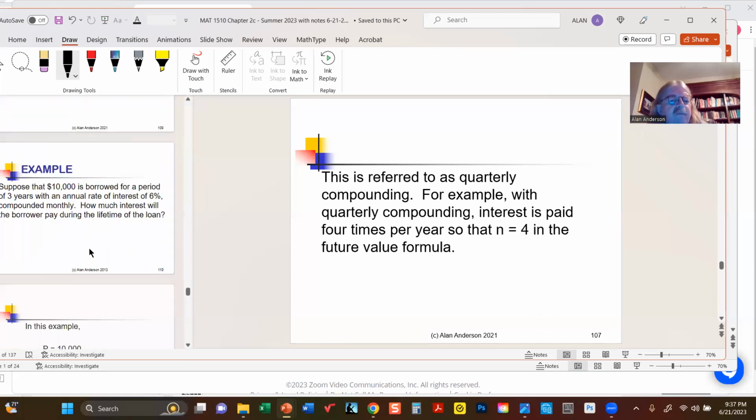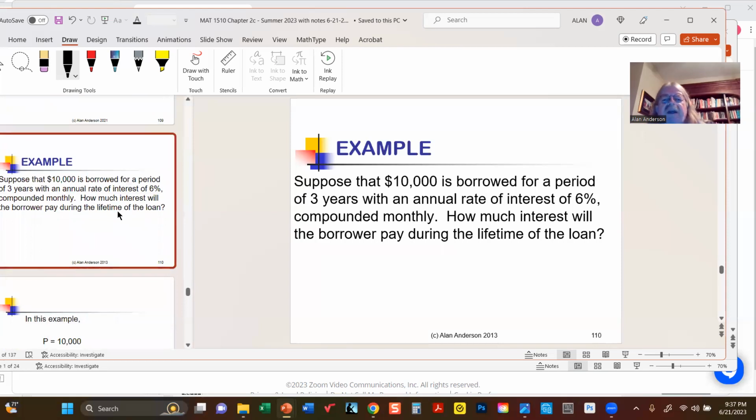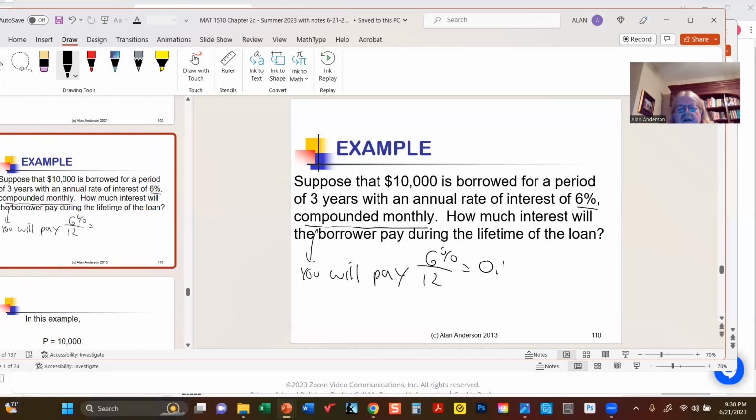Anyway, so we have a quick example here. Imagine that we have $10,000 being borrowed for 3 years with an annual rate of 6% compounded monthly. So when you see those words, that means that you're actually going to pay interest, not 6% once a year. You will pay 0.5% every month. So that's what that wording is meant to tell us. 0.5% every month, as opposed to 6% every year.